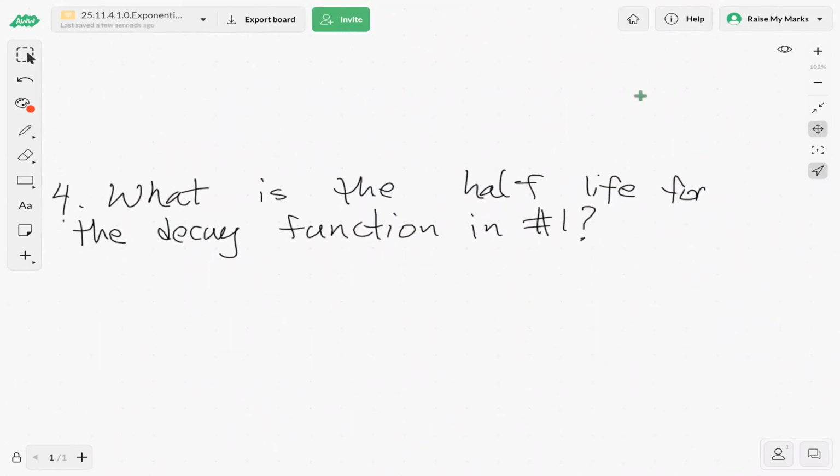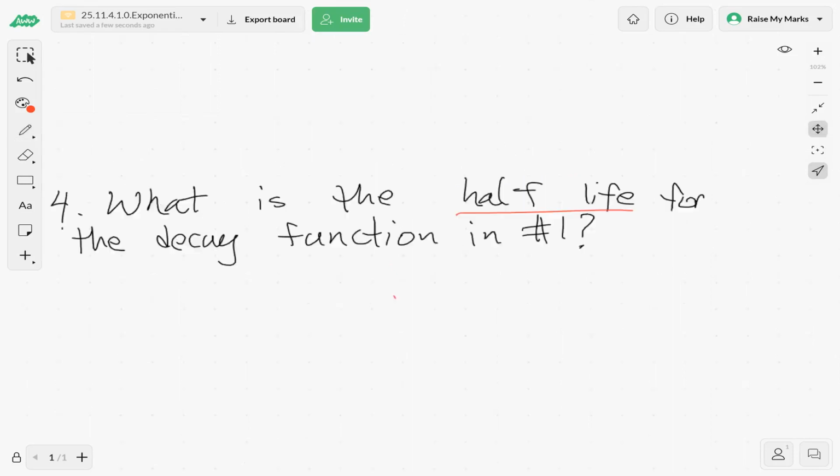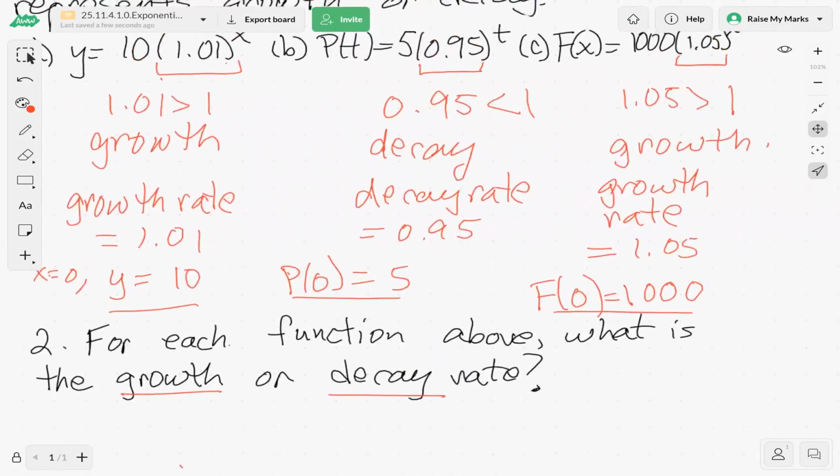And number 4, we've got one more question. What is the half-life for the decay function in number 1? So what does half-life imply? This implies that whatever we started with initially, we end up with half of it, and we'd have to determine at what time we end up with half of what we started with. So let's go back up to question 1 and see which function represents decay.